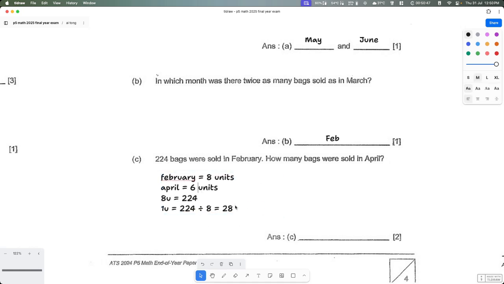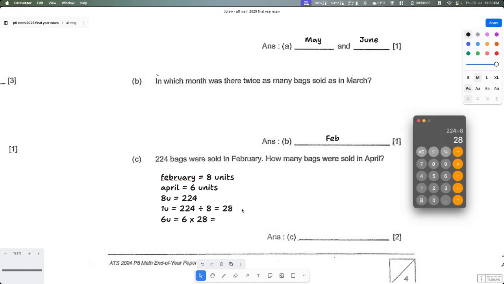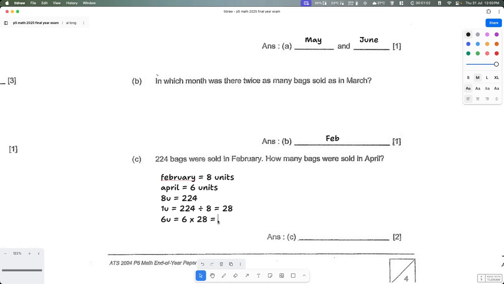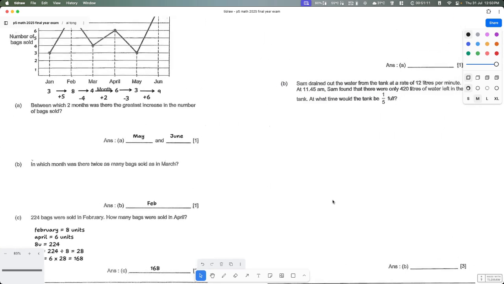So now how many bags were sold in April? April is 6 units, so 6 times 28, and this will give you 168. That's it. So the answer is 168 bags. All right, let's move on to the next question.